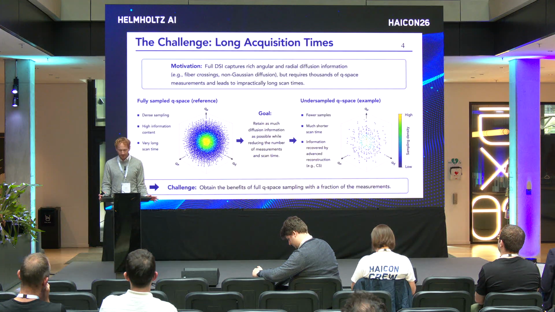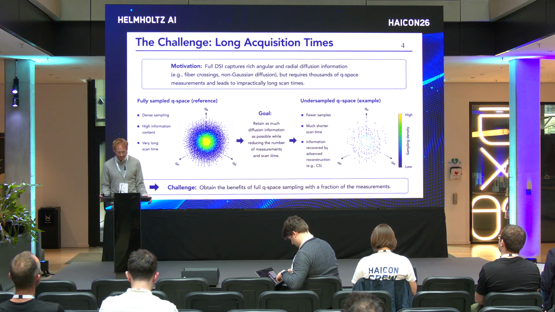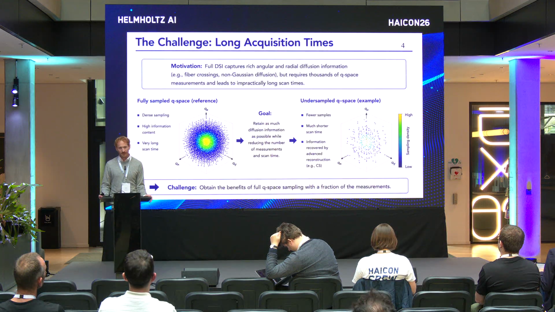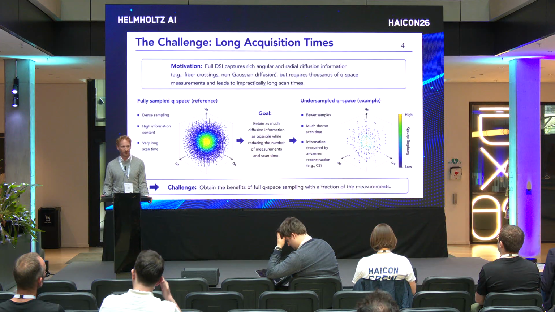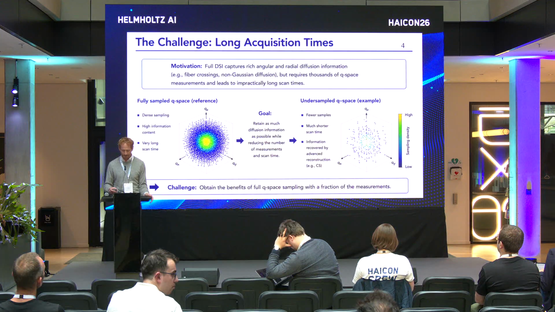DSI provides detailed information about tissue structure, but it requires many Q-space measurements. This means that hundreds of individual diffusion measurements have to be acquired during a single scan, or even more. Long scan times are problematic for several reasons. We already heard something about it, but for example, it reduces patient comfort and increases the likelihood of motion artifacts. Or in a clinical environment, long scan times are a critical factor for everyday use.